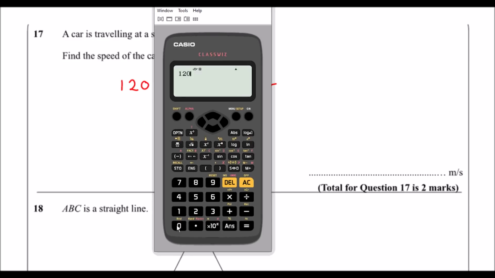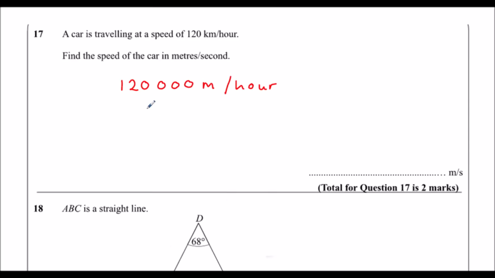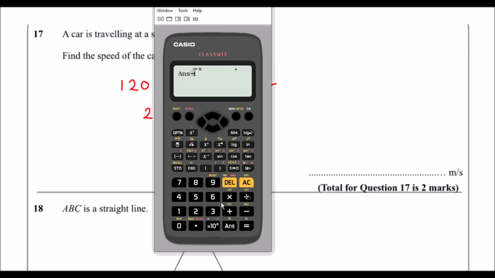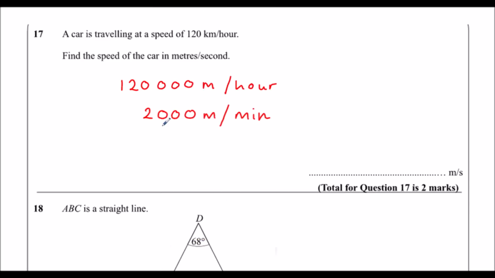So 120,000 divided by 60 is 2,000. So it goes 2,000 meters every minute. And again, there are 60 seconds in a minute. So if we divide by 60 again, we'll find out how far it goes every second. And that's 100 over 3, or 33.3 recurring. So 33.3 recurring meters every second, meters per second.